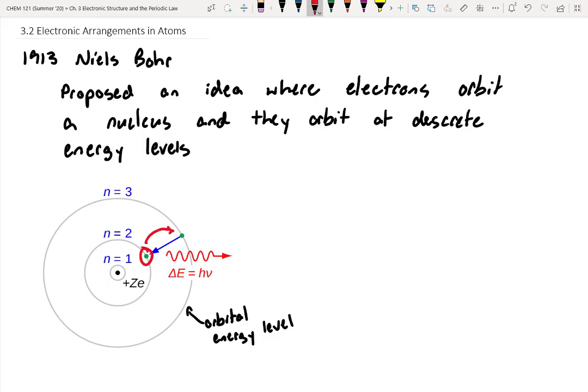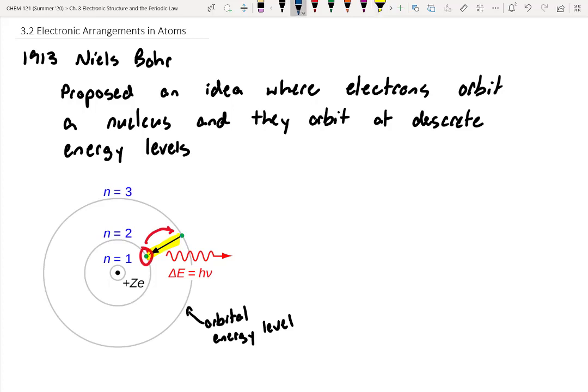However, when that happens, it's not very happy in that higher orbit, so it wants to go right back, which is exactly what they're showing with this arrow. And when it goes right back, it's essentially going to emit light or energy back out. So it was kind of an interesting idea.